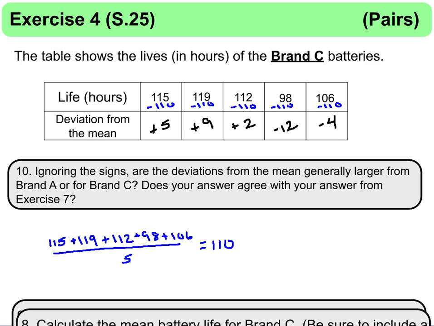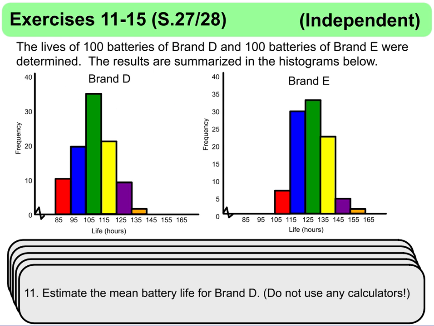And then in our final piece, our final example for this presentation, is exercises 11 through 15, where we give a histogram of 2 other brands. Brand D, we tested 100 batteries, and in brand E, we tested a similar set of 100 batteries. The results are summarized in this histogram. So this is just more of a discussion than anything else. Like in question 11, estimate, not actually calculate, but estimate the mean battery life for brand D.